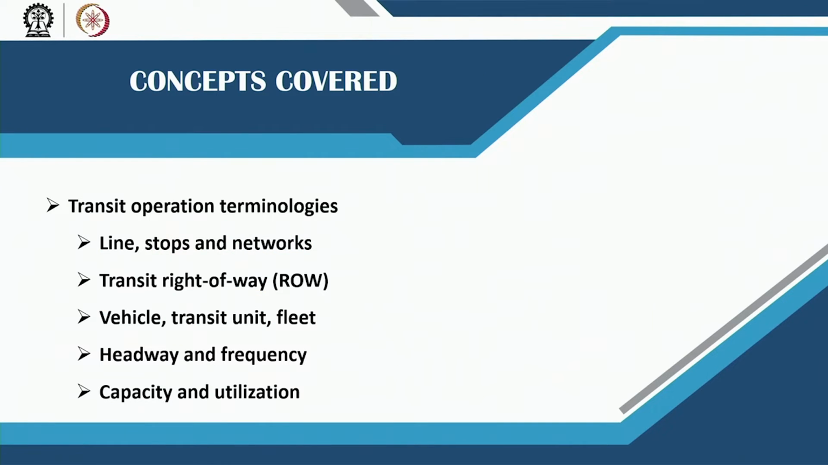So, the concepts to be covered in this lecture include some basic definitions and formulas for lines, stops, networks, how do you define transit right of way, what is a vehicle, what is a transit unit, and some operational factors of public transportation including headway, frequency, capacity and utilization. These are very specific terminologies that have to be remembered in case of public transportation. As we move forward, we will be solving some problems and so on and so forth. So, good deal of attention needs to be paid to these terminologies.